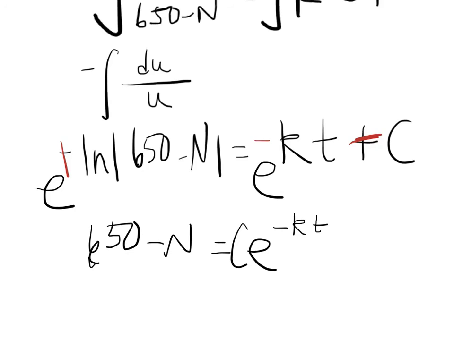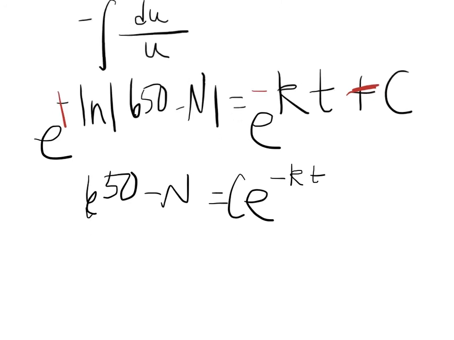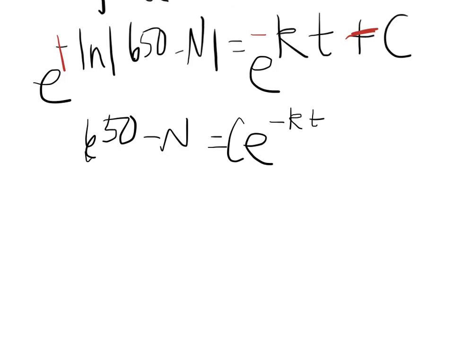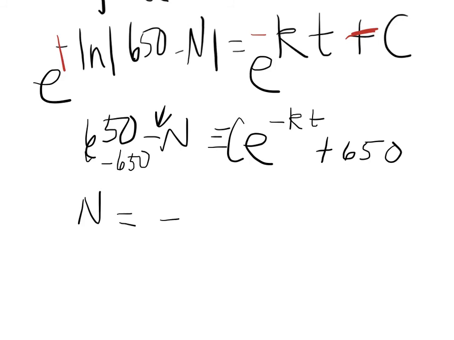Then if we want to get n by itself, we see some tricks in terms of the sign, right? If we move 650, we're subtracting 650, but then n is going to be negative. We really don't want that. So if we multiply everything by negative, we'll end up with positive n on the other side. So our final answer: n equals negative C e to the negative kt plus 650.